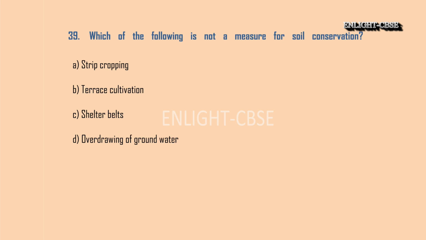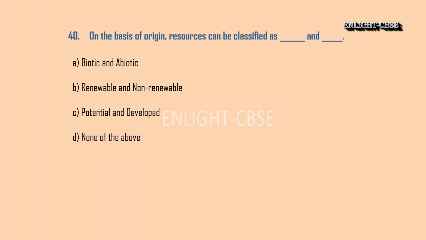Question 39. Which of the following is not a measure for soil conservation? A. Strip cropping. B. Terrace cultivation. C. Shelter belts. D. Overdrawing of groundwater. Answer: overdrawing of groundwater.